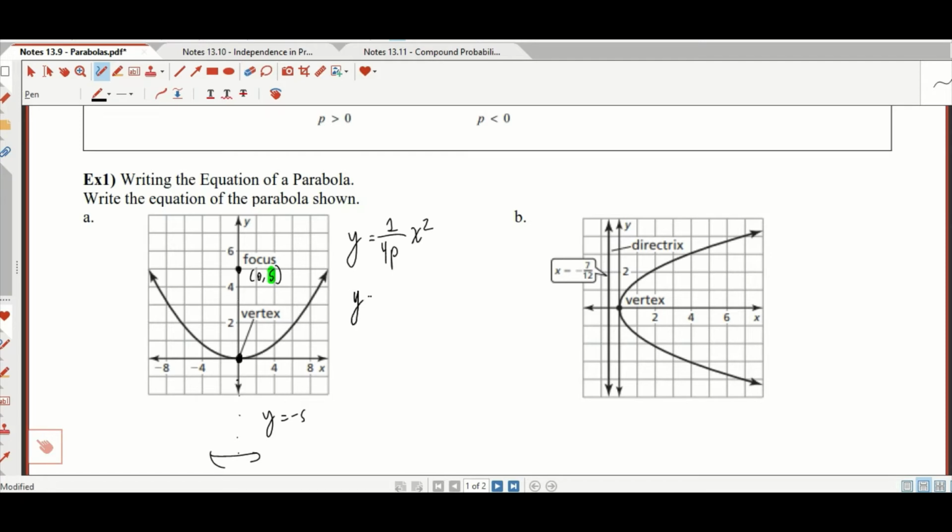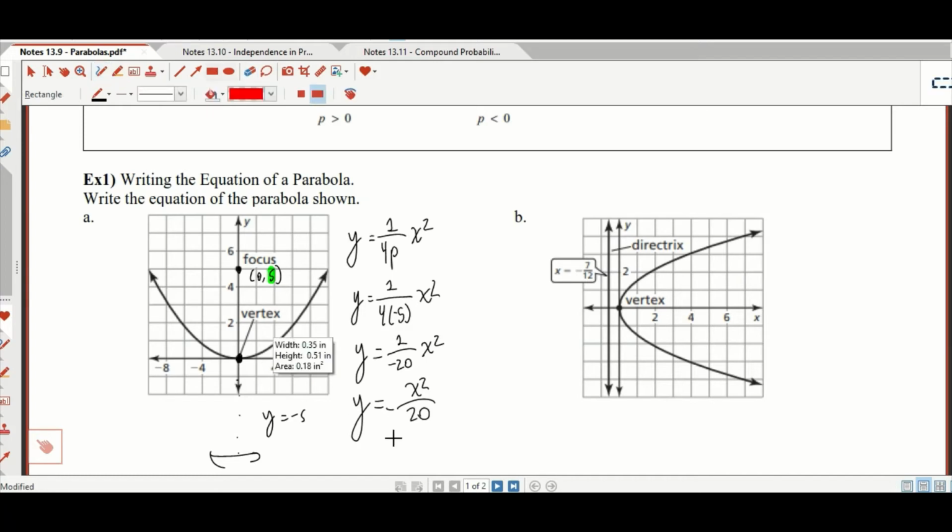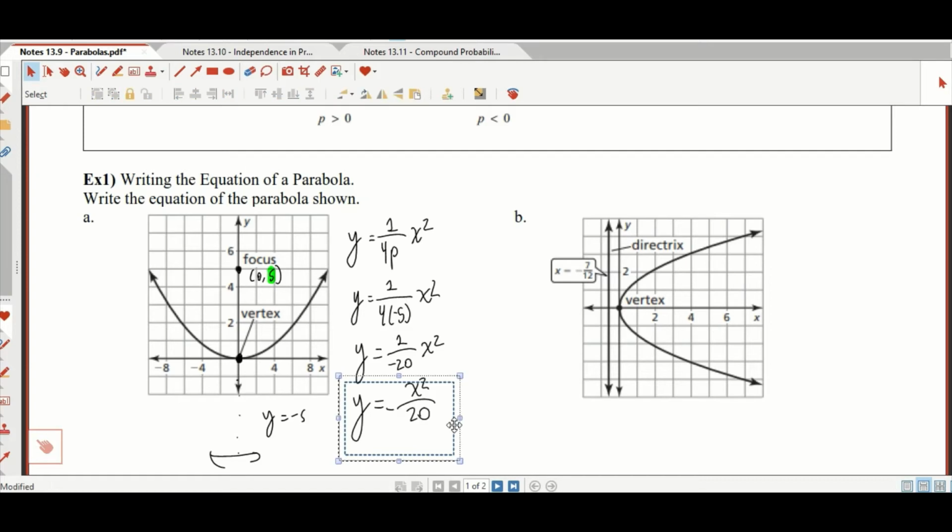So that means this is y equals 1 over 4 times negative 5 x squared. Now 4 times negative 5 is negative 20. So I would say this is 1 over negative 20 x squared, or I would prefer to look at it as y equals negative x squared over 20, where I like to see the negative sitting outside. Just pop that up there. Very good. And that's all there is to it.